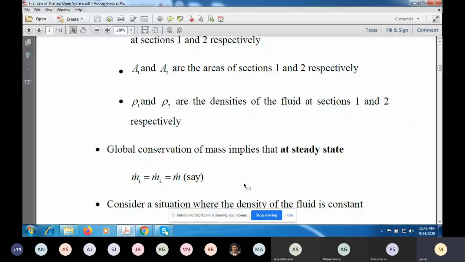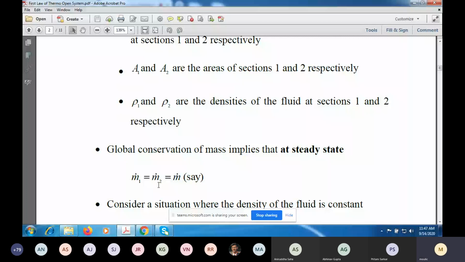Now, if we apply global conservation of mass and assume that there is only one inlet and one outlet, and the flow is one-dimensional at the inlet and outlet, then once steady state is reached, you will have m1 dot equal to m2 dot. That is, the mass flow rate through the inlet will be equal to the mass flow rate through the outlet. In that case, I'll simply call it m dot without any subscript 1 or 2.